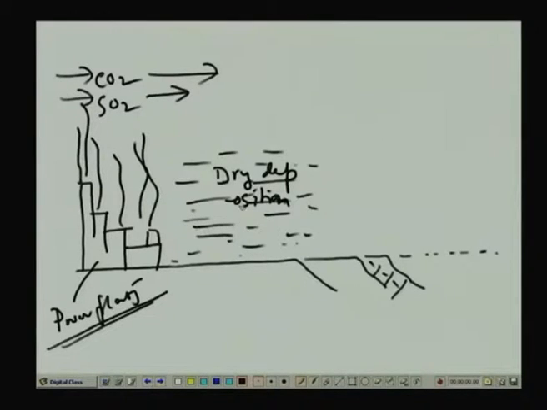So the carbon dioxide and sulfur dioxide would either be in a suspended condition or dry deposited. We generally call it dry deposited. That means it would remain on the surface of the earth. This is called the dry deposition. Now as it moves further, as you can see, it is moving further in the atmosphere.